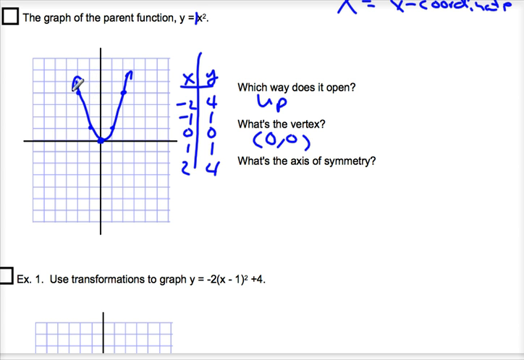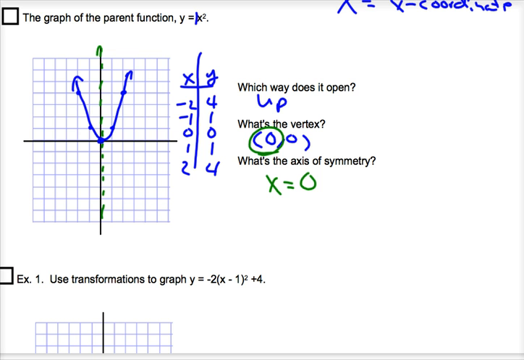The axis of symmetry, as I said, is a vertical line that goes through the vertex, and you can identify it by saying x equals whatever the x coordinate of the vertex is. In this case it is 0. So there's our parent function. Anything else is a transformation of that parent function.